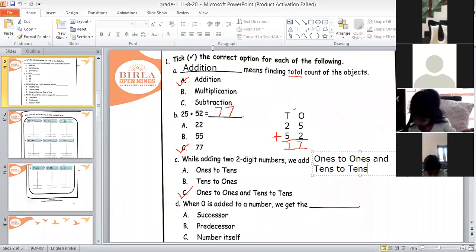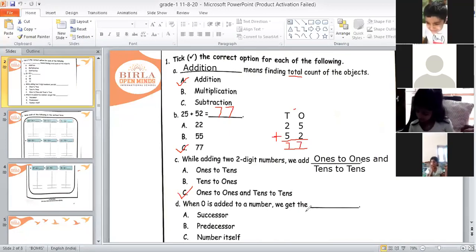Write this answer in this blank space, children. And please write correct spelling. Answer is ones to ones and tens to tens. Now your fourth bit. This is when 0 is added to a number, we get the... okay, this I told you earlier also. Whenever you are adding 0 to any number, that number will not change and we are getting that same number back. So whenever we are adding 0 to any number, we are getting the number.